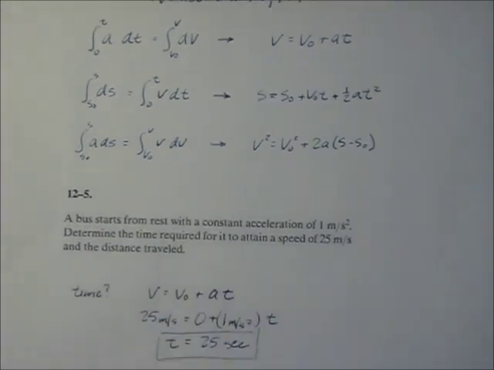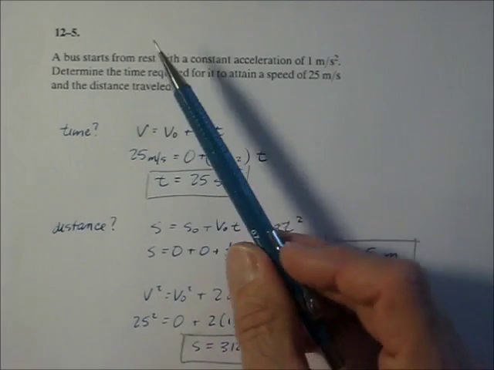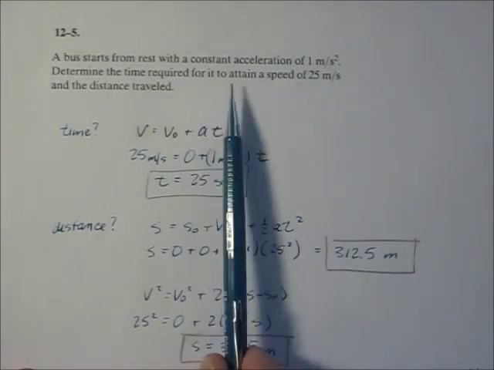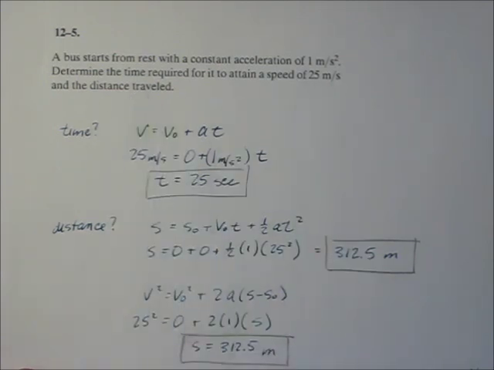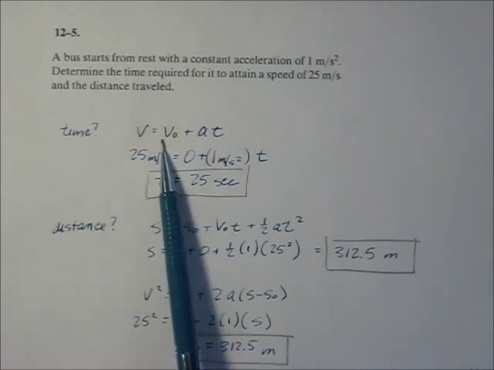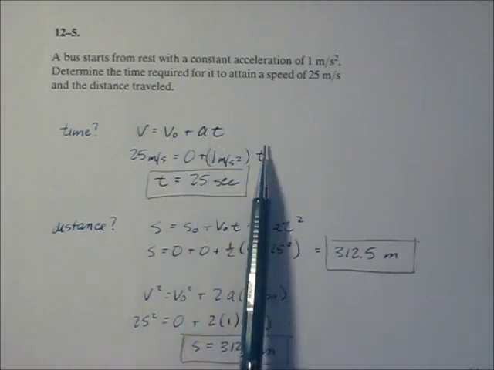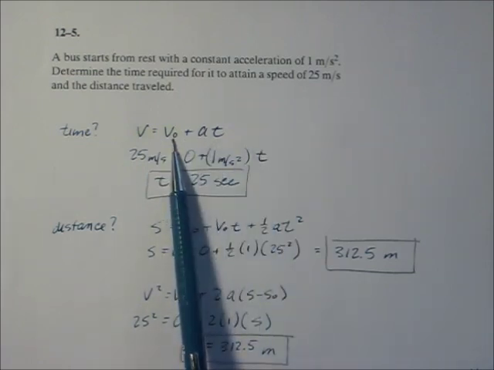All right, so let's go through a little example of a constant acceleration problem. Let's say that this bus starts from rest with a constant acceleration of 1 meter per second squared, and we want to find the time required for it to attain a speed of 25 meters per second and the distance it traveled during that time. So let's try the time first. Here's our equation that we can use. It's constant acceleration, so I can use v is equal to v sub 0 plus at. I was given acceleration. I said it started from rest, so v0 is equal to 0.